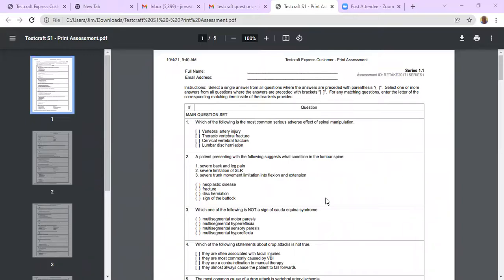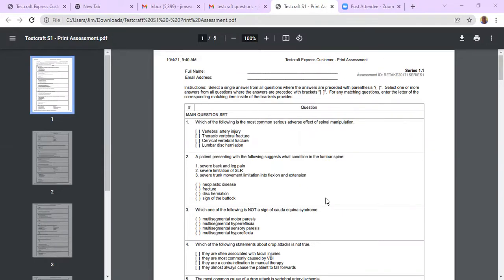Okay. So the first one I wanted to confirm with you is question number 1, where it says, which of the following is the most common serious adverse effect of spinal manipulation? So the most serious would be, I would think, a vertebral artery injury, but where I started to overthink it is the most common part.